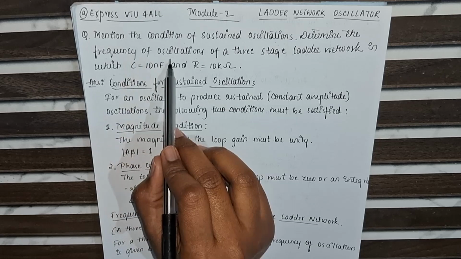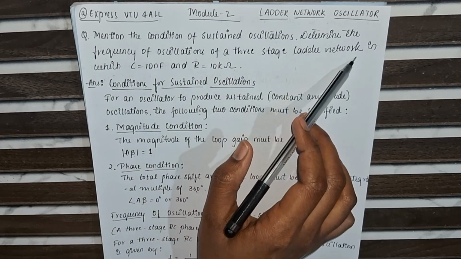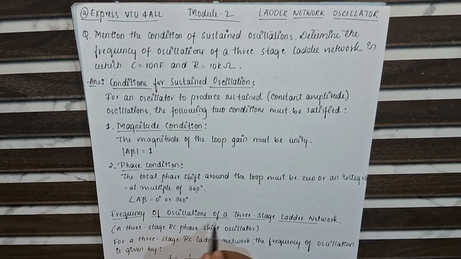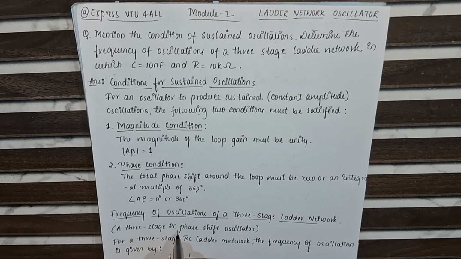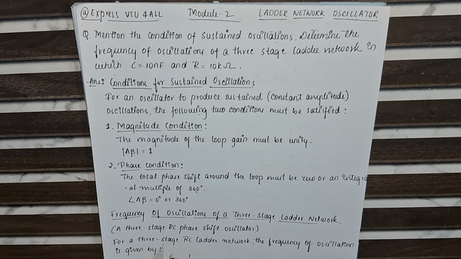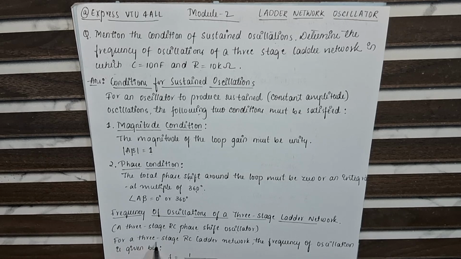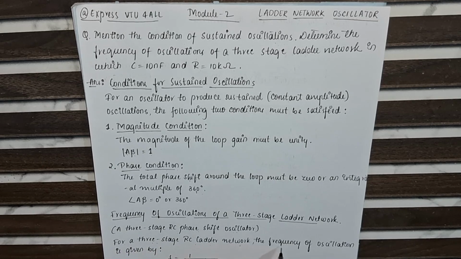Next we will see the frequency of oscillations of a 3-stage ladder network. The 3-stage ladder network is also called a 3-stage RC phase shift oscillator. For a 3-stage RC ladder network, the frequency of oscillation is given by f equal to 1 by 2 pi RC root 6.